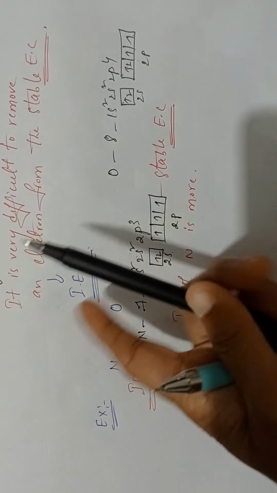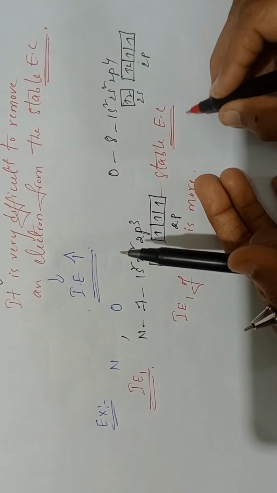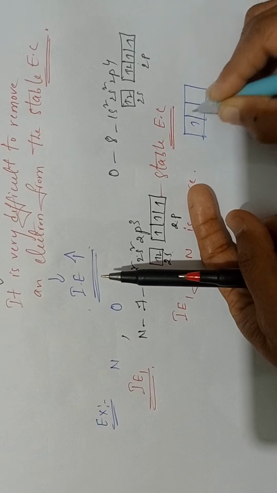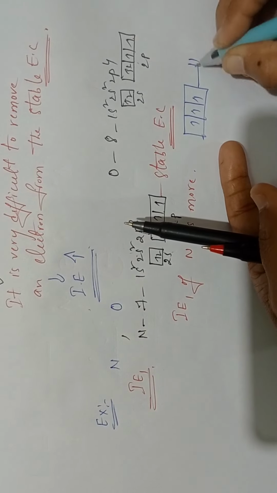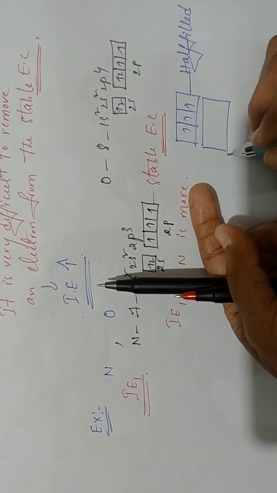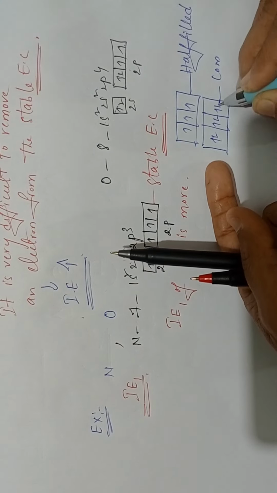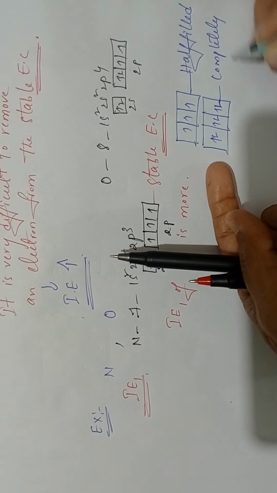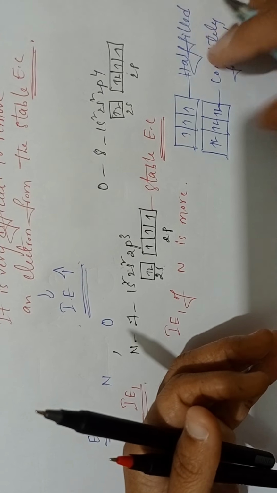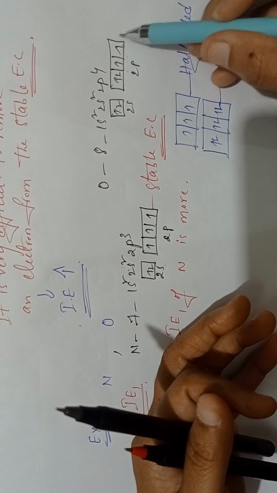Are you clear, students? Half filled means each orbital has a single electron; then we call it half filled. And if 3 orbitals are each filled with 2 electrons, it is completely filled. Here, oxygen's 2p is neither half filled nor completely filled.